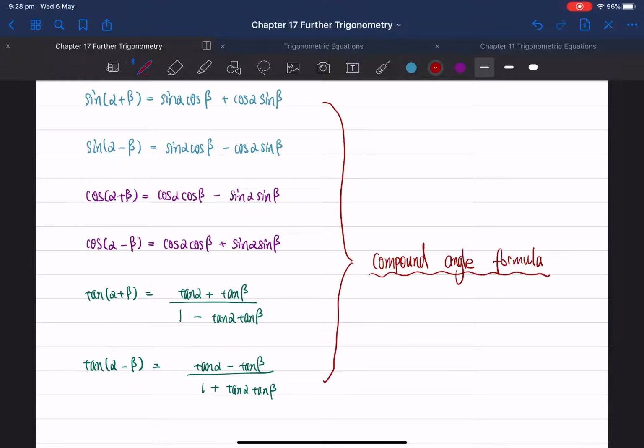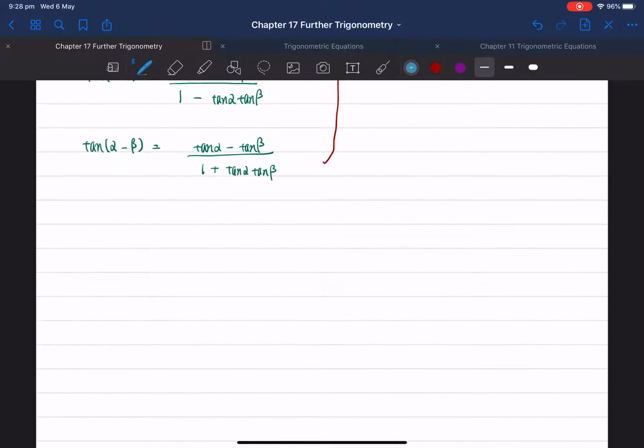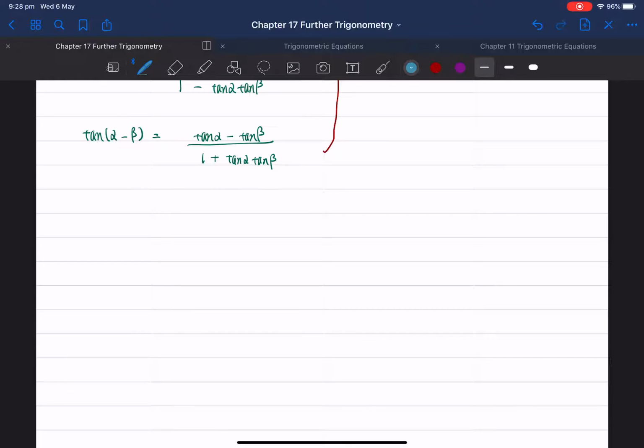I'm just going to say one more time: memorizing those formulas is so important. Otherwise, you'll find it's really hard for you to do questions later on. Okay, all right. So we're going to start with the first example. Example 1. I just want to show you a few varieties of questions.